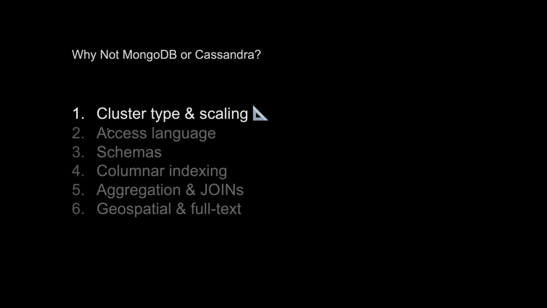Let's take a look at how these two compare against CrateDB. Let's first talk about cluster type and scaling. Both CrateDB and Cassandra have a shared nothing architecture, as opposed to MongoDB, which has a master-slave architecture. CrateDB supports ANSI SQL via JDBC, ODBC, REST, and PostgreSQL protocol, as opposed to MongoDB supporting MongoDB query language and Cassandra supporting Cassandra query language. By supporting ANSI SQL, CrateDB makes data management much simpler for mainstream SQL developers, who, by the way, still outnumber NoSQL developers by a 45:1 ratio, according to LinkedIn.